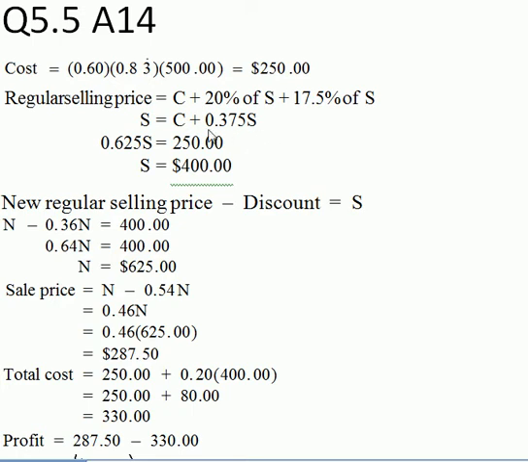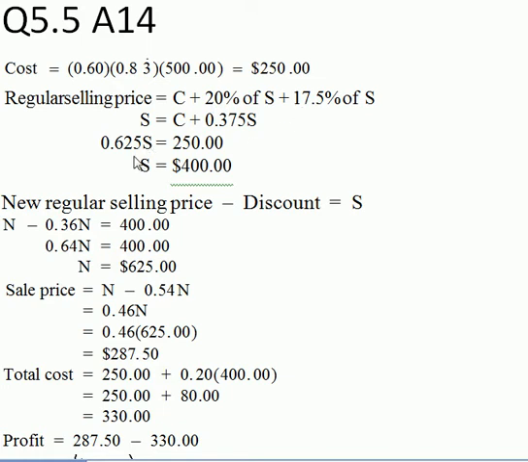So we are given some information. We know the cost, and we're also told it's 20% of the selling price plus 17.5% of the selling price. So write an equation, S, the selling price, equals C plus 0.375S. We got the 0.375 from adding together 0.2 and 0.175.